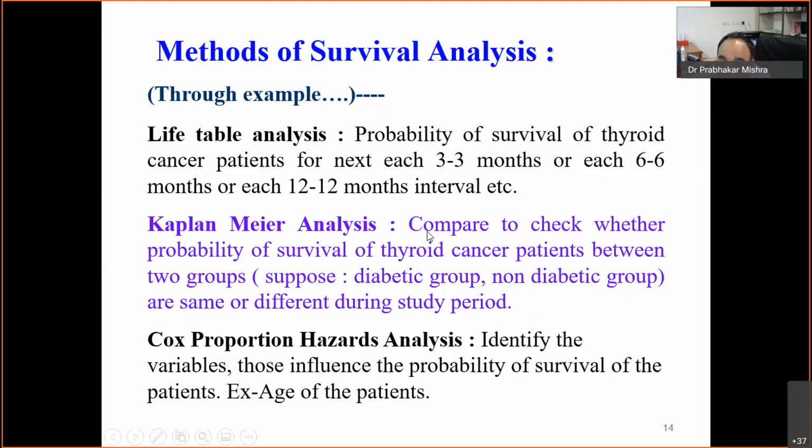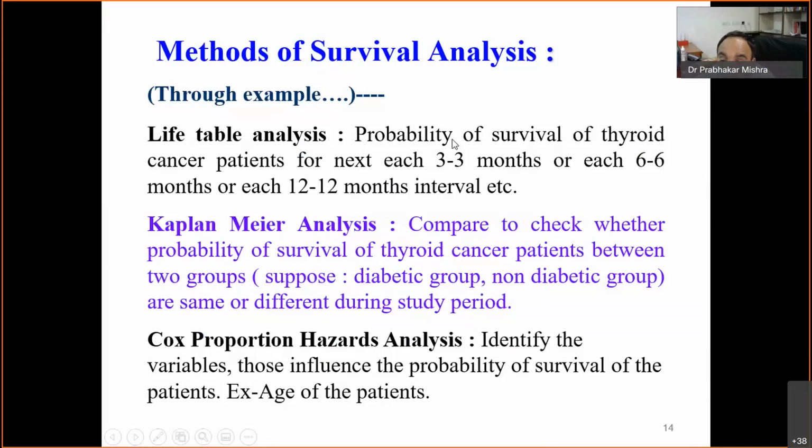In the Kaplan-Meier method, we can check whether the probability of survival of thyroid cancer patients differs between two groups, like diabetic and non-diabetic. So we have two types of patients, some are diabetic, some are non-diabetic. Our objective is to compare the survival probability of the diabetic and non-diabetic patients, and whether there is a significant difference in survival probability between them. For this type of objective we have to use the Kaplan-Meier method. So in the Kaplan-Meier method, we can calculate the p-value also, which cannot be done in the life table analysis.